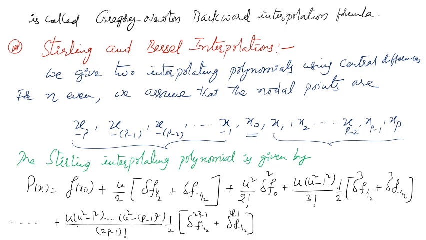And coming to the even term, I will write here itself: u square into u square minus 1 square, u square minus 2 square, multiplied by u square minus p minus 1 square, whole by 2p factorial, delta power 2p of just f naught. This is the Stirling interpolation formula. And here also u equals x minus x naught by h.